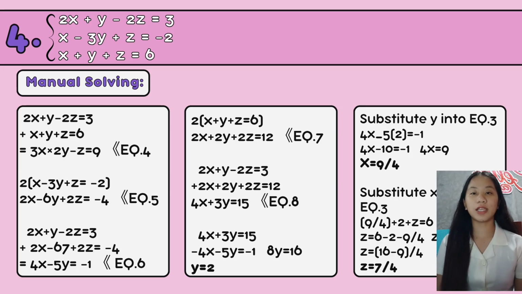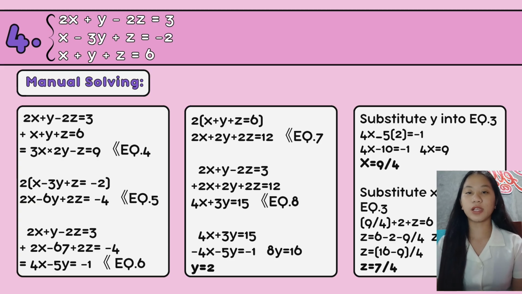So we have 2x plus y minus 2z equals 3, x minus 3y plus z equals negative 2, and x plus y plus z equals 6. So we need to add equation 1 and equation 3. Therefore, we have equation 4, which is 3x plus 2y minus z equals 9. And then we're going to multiply equation 2 by 2. Then we have 2x minus 6y plus 2z equals negative 4.